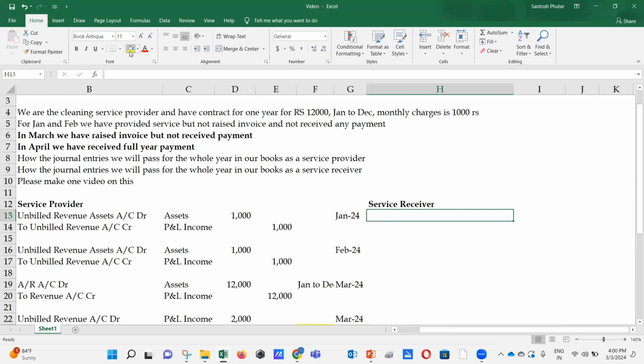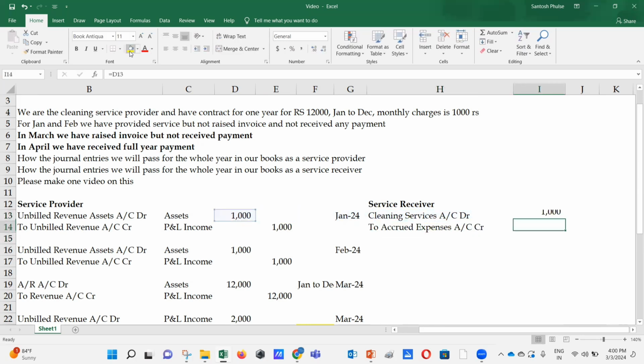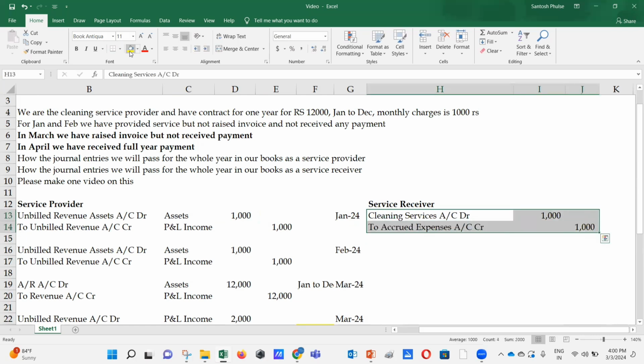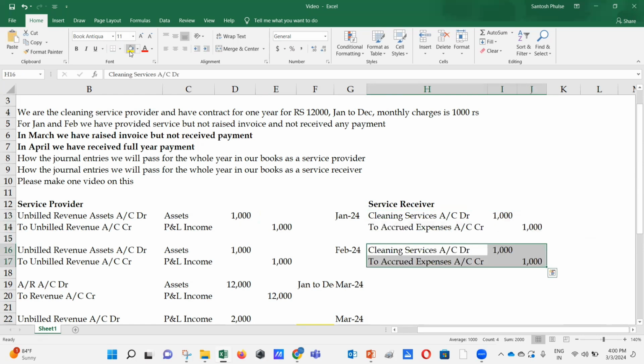So your entry is going to be: cleaning services account debit to accrued expenses account credit. This is going to be for 1,000, pertaining to Jan. You have to accrue the same for the month of Feb as well, since you availed the service for Feb as well.